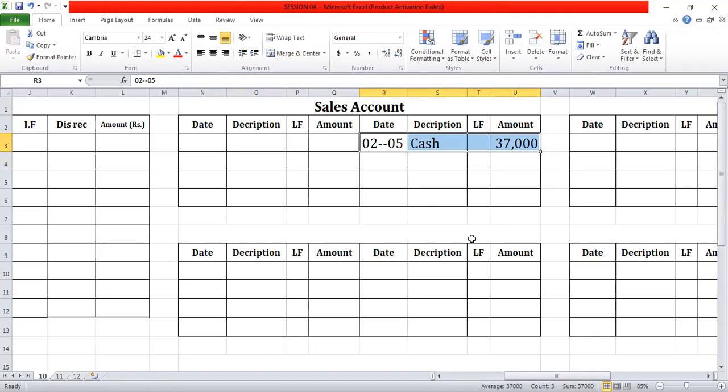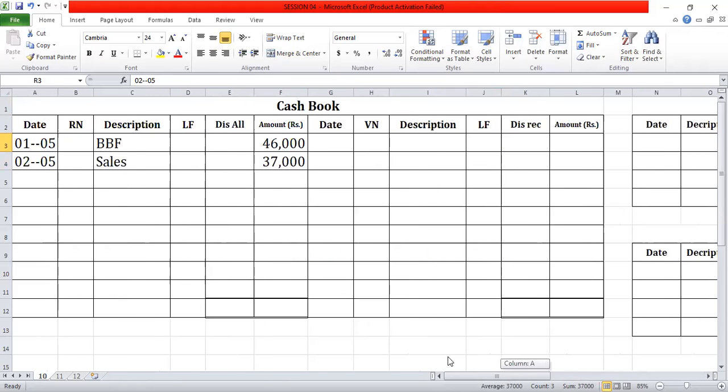Right. Let's move to the next one. It's a payment. Credit side. The date is 5th of May. I forgot to write the receipt number here. 576. Here the voucher number is 823.